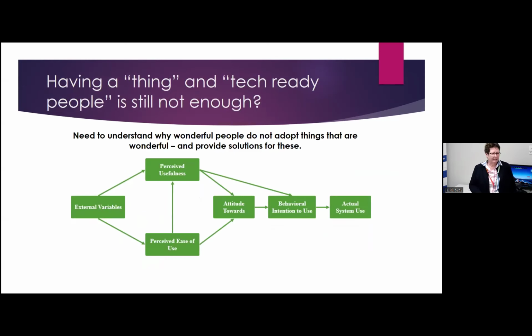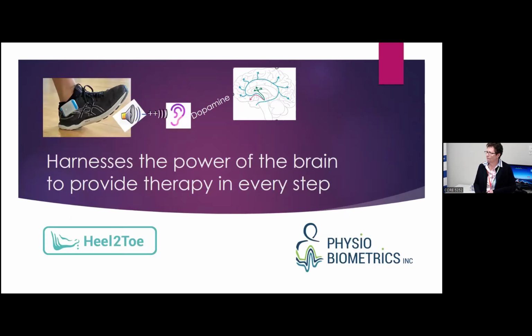So having a good thing and tech-ready people is still not enough. You have to understand why wonderful people do not adopt your wonderful solution, and you have to provide solutions. So you have perceived usefulness and perceived usability. This is based on a lot of external variables that you may not even know, so the literature review you have to look at. You have to measure attitudes, you have to measure behavior intention to use, and then actual system use.